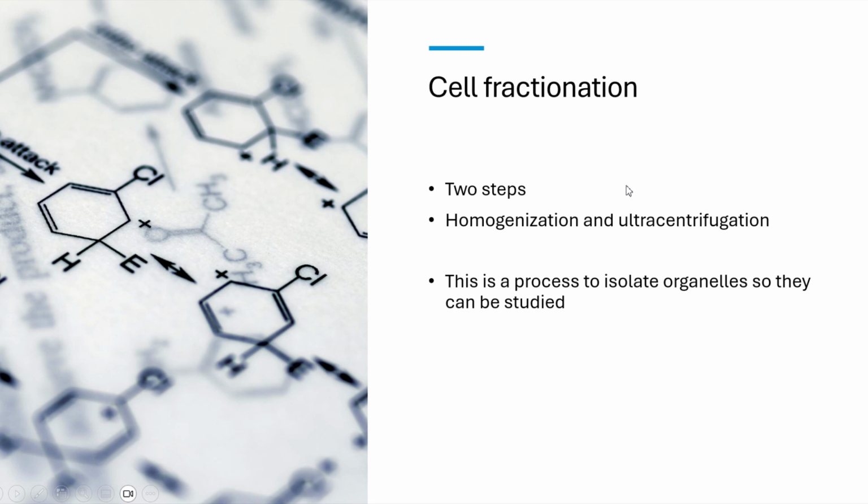Okay, cell fractionation. This is basically a process. Let's say I've got a nucleus. I want to separate that nucleus. I want to study the nucleus. I want to see it. We're going to have to break apart the cell and extract the nucleus. That's called cell fractionation. We're fractionating the cell, breaking it up into its constituent parts. This is done in two steps: homogenization and ultracentrifugation.